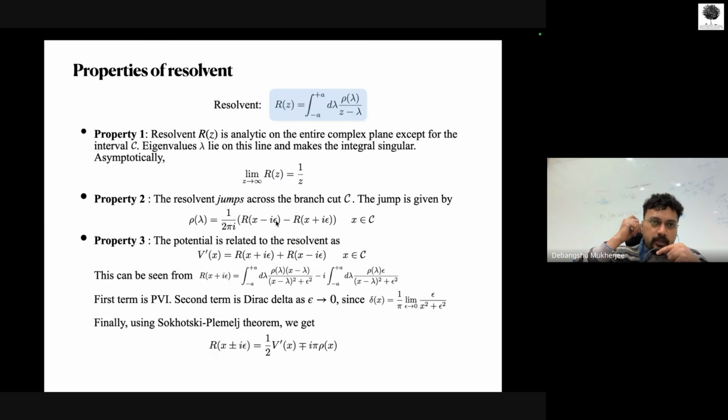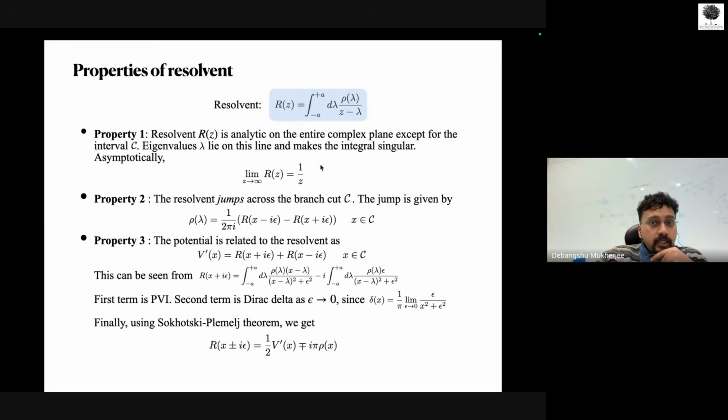Now, what we are going to exploit are certain properties of this resolvent. Always keep at the back of your mind that this is our definition of the resolvent. The first property is that this resolvent is analytic on the entire complex plane, except for the interval where rho, the eigenvalue density, is supported. The eigenvalues lambda precisely lie on this interval, and the moment z hits those lambdas, you can see a singularity popping up. It makes this integral singular.